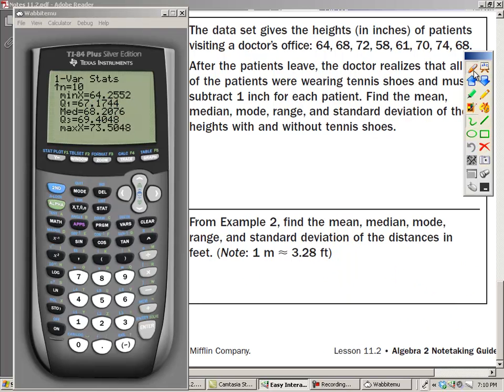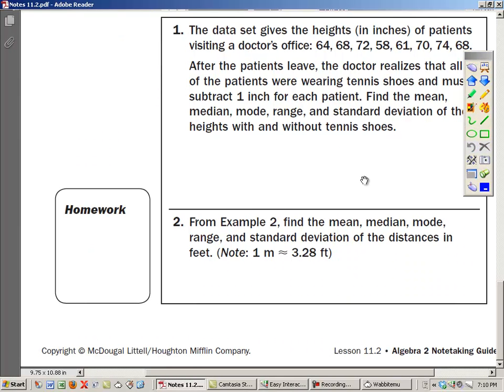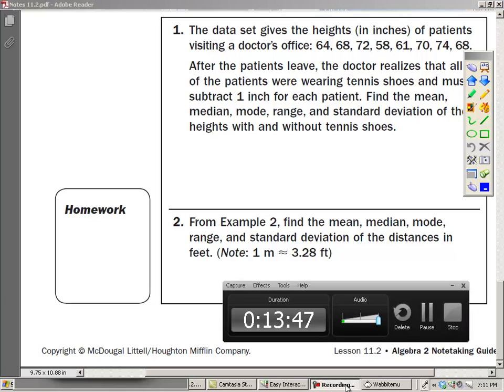Now, if you look at the checkpoint problem up above, basically we're going to subtract an inch from each patient. So you can type in that data, calculate standard deviation, range, mean, median, and mode, and then subtract 1 from each of those values because we're going to lose an inch for each patient. So we're not going to take the time to do that. That concludes lesson 11.2.